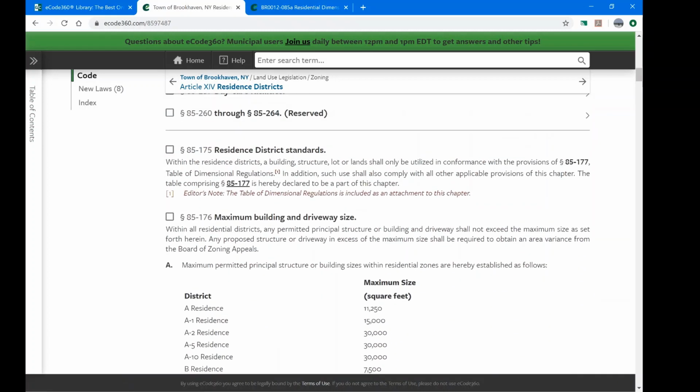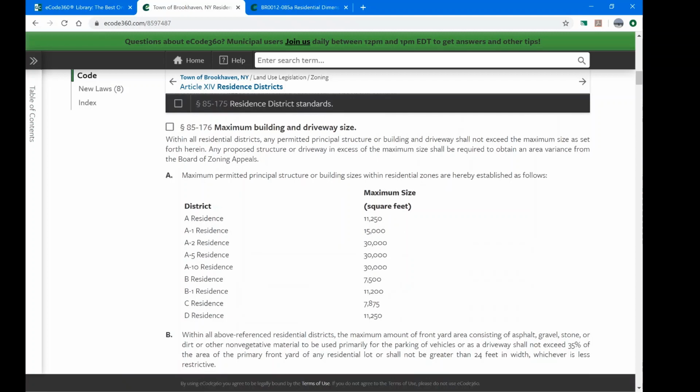The first thing it talks about is the maximum building and driveway size for a specific district. If you're in a Residence A district, the maximum size of your principal structure is 11,250 square feet. Not too bad. The average size of a house is about 2,000 square feet. They're telling you that you can put up a house 5 times the typical house size. So this is not a very restrictive code in that sense. Whether it fits on your property is a different story. But that's the maximum size we can put on.